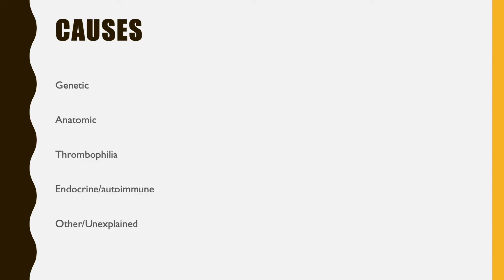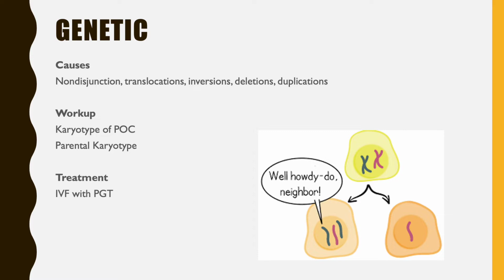I like to think of recurrent pregnancy loss in terms of 5 different categories. These are genetic, anatomic, thrombophilia, endocrine or autoimmune, as well as other or unexplained. Genetic causes of recurrent pregnancy loss include non-disjunction, translocations, inversions, deletions, and duplications.